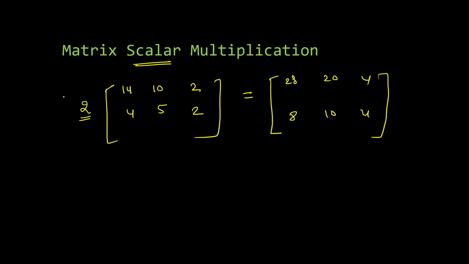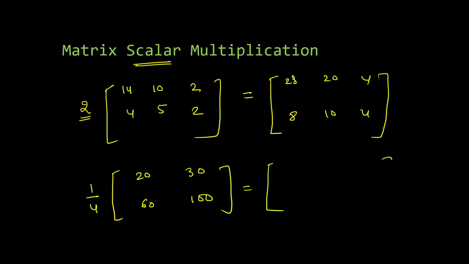This number can be any real number. It can be a positive, negative number, integer, floating point number, whatever. So suppose it is 1 by 4 here and you have this matrix 20, 30, 60 and 100. Then again you can do it, and depending on whether you want the result as a fraction or as a floating point number, you can write accordingly. So it would be 5, it would be 15 by 2, or you can say 7.5, it would be 15 and 25. So this is your resulting matrix. So it can be a fraction also.